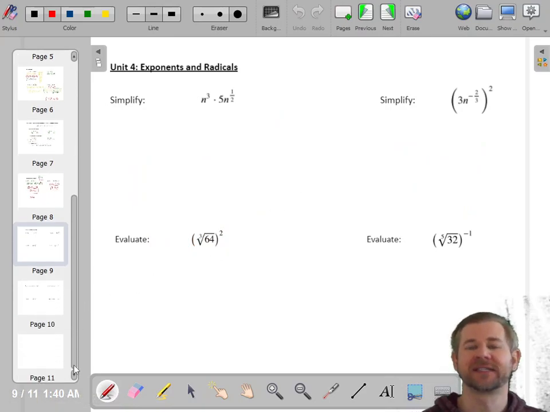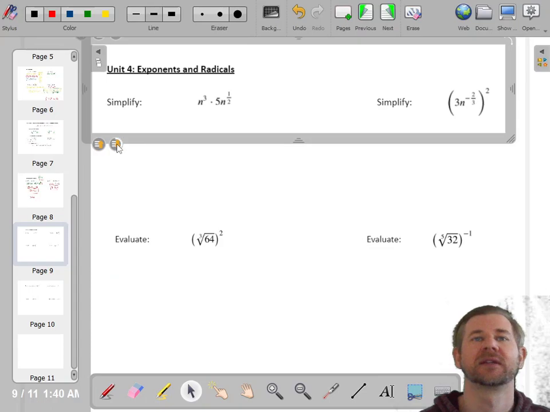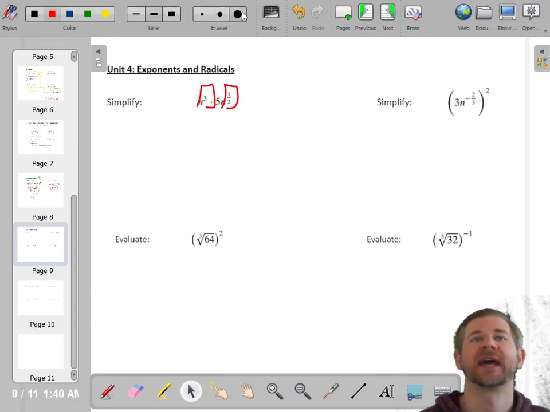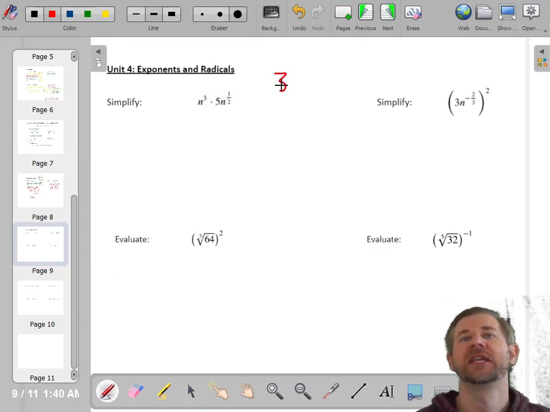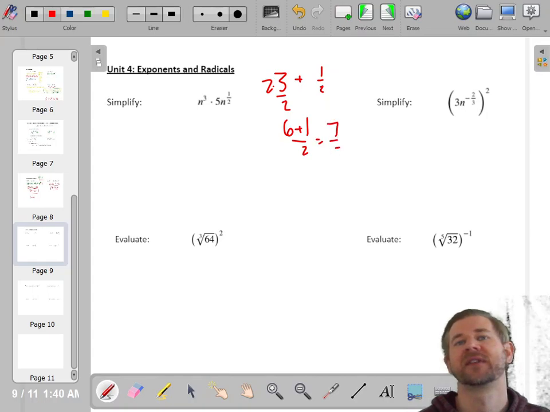Exponents and radicals. So this is the most recent unit. It should be pretty fresh in your head. When you multiply with the same base, you add the exponents. So I'm going to add 3 plus 1/2. So 3, I need this to be 2 in the bottom. So if I do it in the bottom, I have to do it in the top. That way I can add them. 3 times 2 is 6. 6 plus 1 is 7/2.